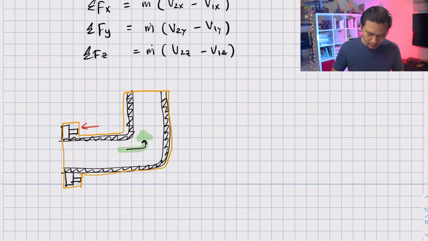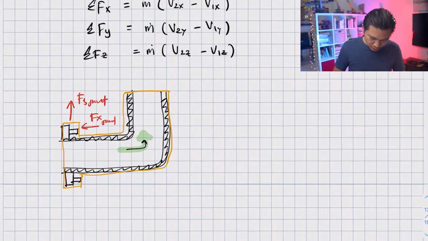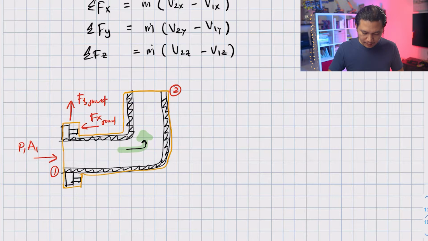Okay, so I'm going to call this Fx joint. And this is my Fy joint. And another force that you are going to have when you have a flow that goes into the control volume and exits the control volume is what we call the pressure force. And the force that comes from the pressure is simply pressure times area. So let's say this is point 1 and this is point 2. At point 1, you're going to have P1A1, and at point 2, you're going to have P2A2.